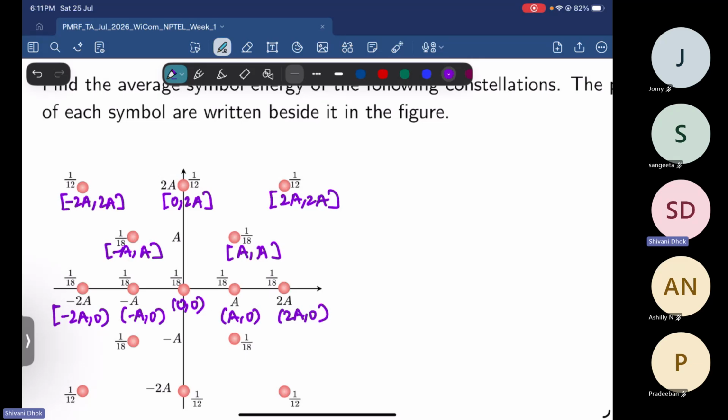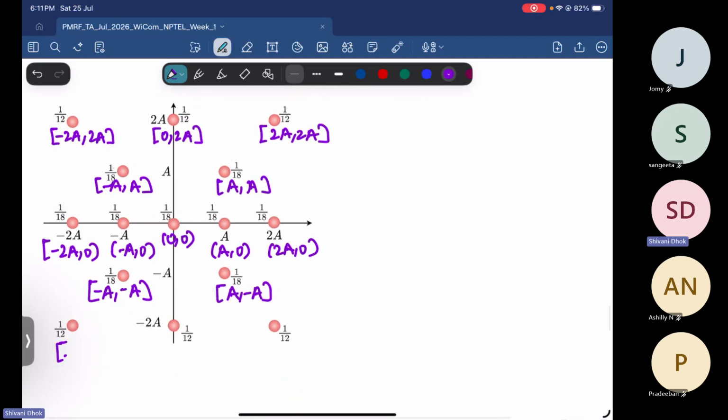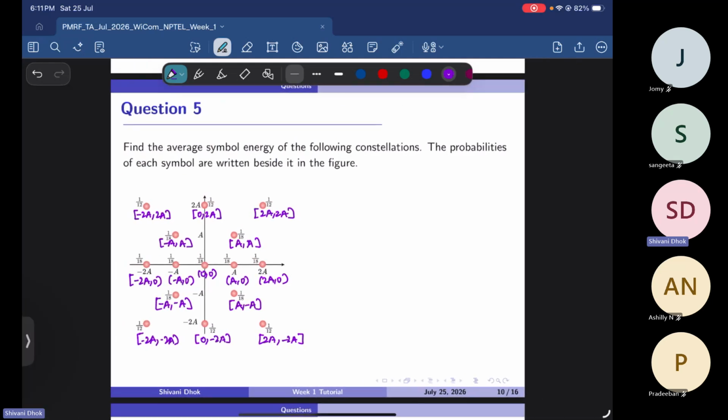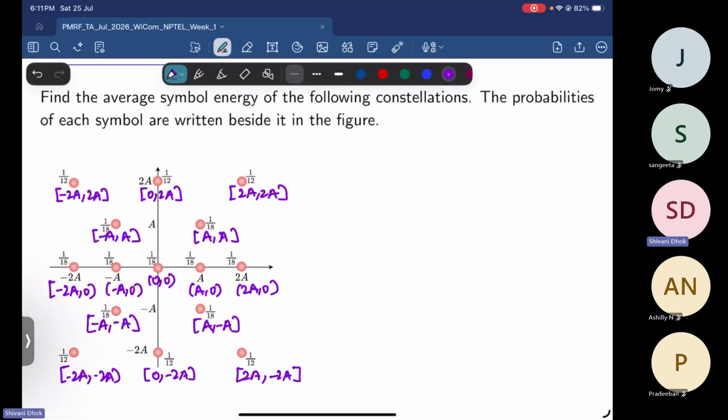Then you have here minus a comma minus a. You have a comma minus a. Then you have minus 2a comma minus 2a. You have 0 comma minus 2a, and here you have 2a comma minus 2a. The respective probabilities are written beside that.